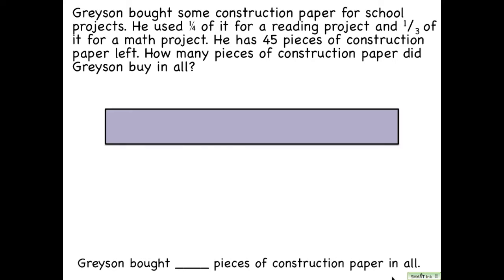So I'm going to draw a complete bar and label the whole bar with a question mark, because I'm finding how much construction paper in all, which indicates the total. Now I'm going to go ahead and read my problem one sentence at a time. Grayson bought some construction paper for school projects. Okay, we've already drawn the bar to illustrate the total amount of construction paper, so I'm going to go down to the next sentence.